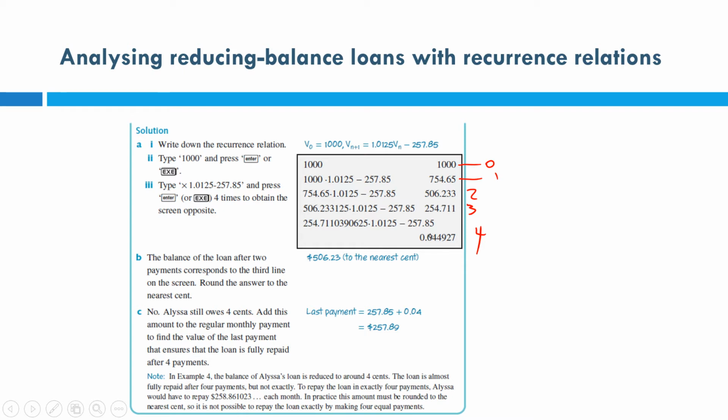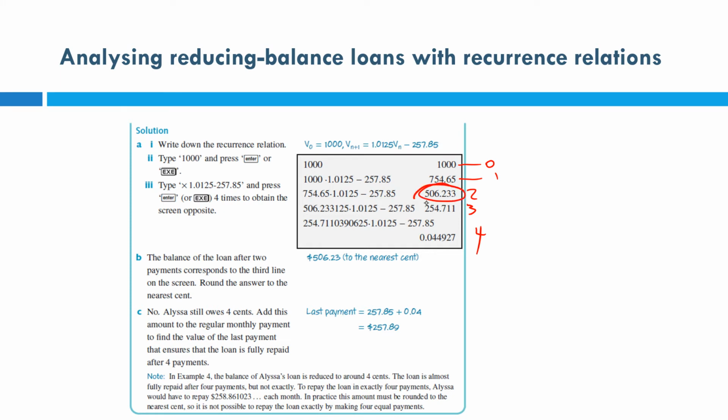Part B asks what's the balance of the loan, so the amount she still owes after she had made only 2 payments. And we've got to go back to what we had calculated there. So $506.23.